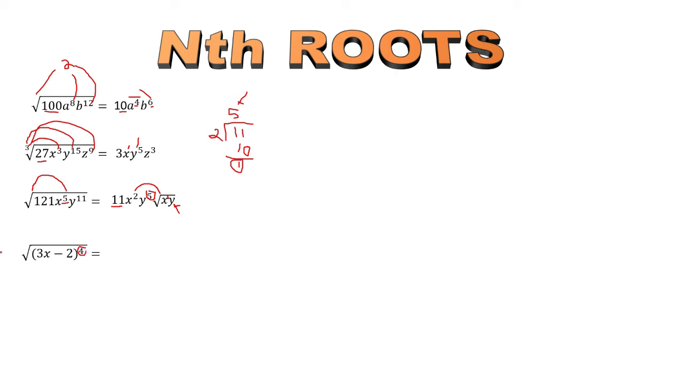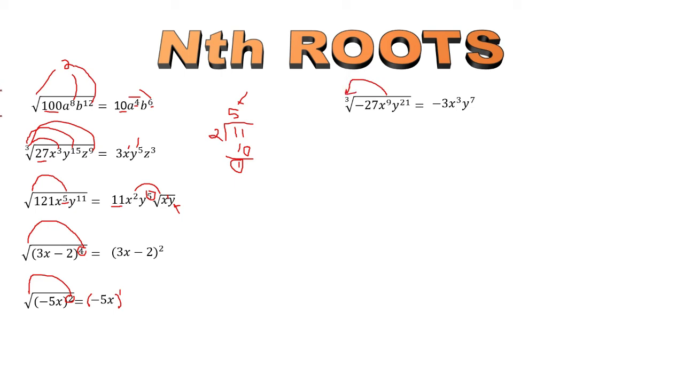Okay, next, you cancel 4 divided by these 2 is 2, now is 3x minus 2 squared. Next example, it's the same, you say 2 divided by 2 is 1, now the answer is negative 5x to the power 1. But remember, you have the power 1, but you don't write the power 1. Next one. The cubic root of negative 27 is negative 3, because negative 3 times negative 3 times negative 3 is negative 27. You divide now 9 divided by 3 is 3. And 21 divided by 3 is 7. Next.